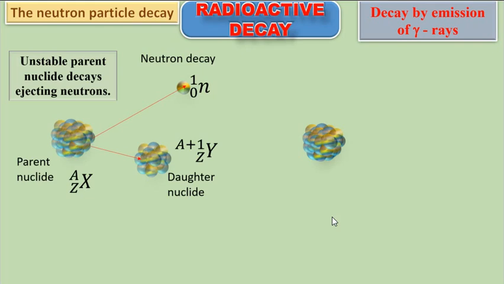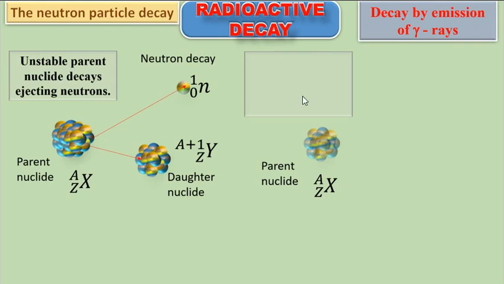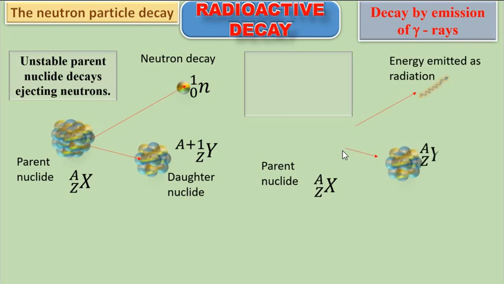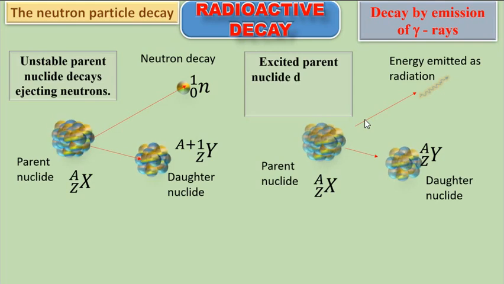So now let's see what is going to happen. Now, you have the parent nuclei, and that parent nuclei is heavy and unstable. And because it's heavy and unstable, what is going to happen? This is what happened. It emits radiation. There's no change in the nucleon number. There's no change in the proton number. So no new element is formed. So gamma decay produces no new element.